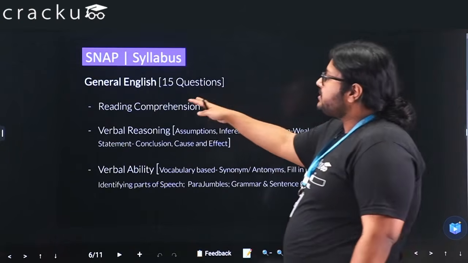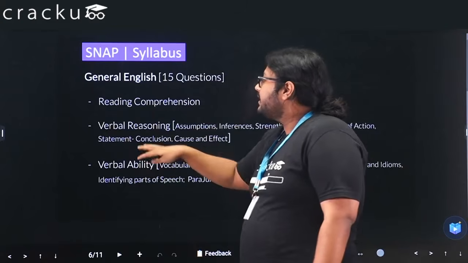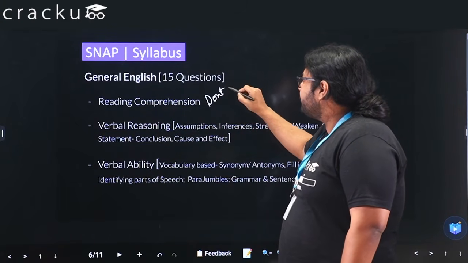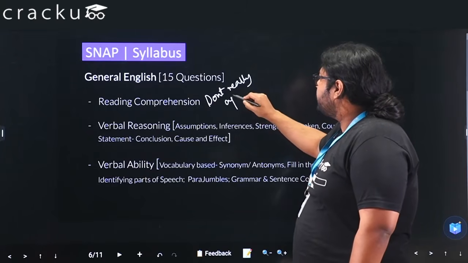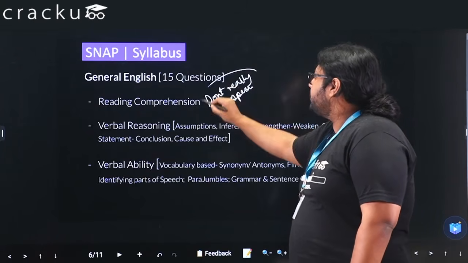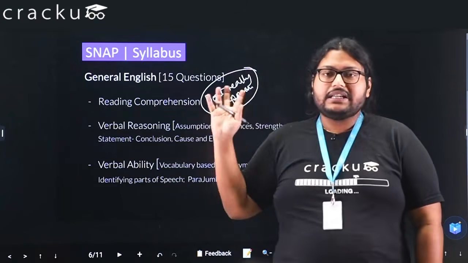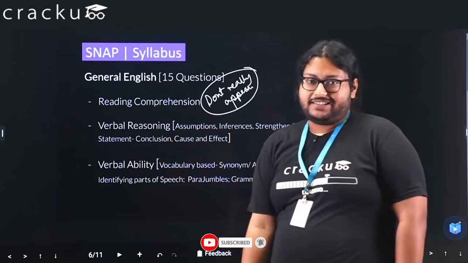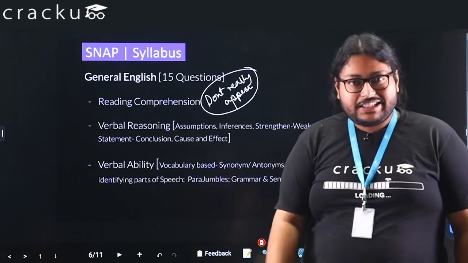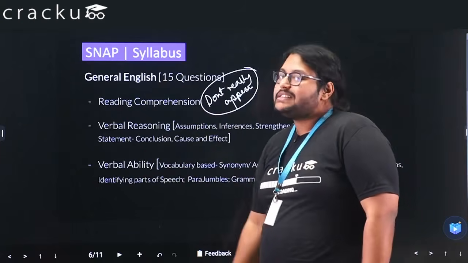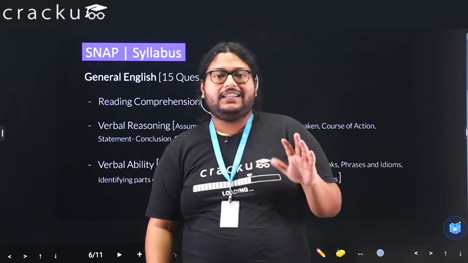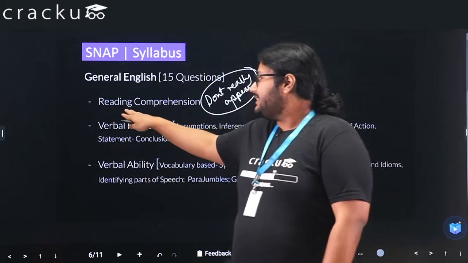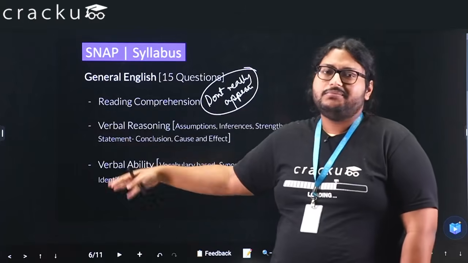So talking about general English, we know there are 15 questions. Reading comprehensions are there, but reading comprehension questions don't really come. If you look into the last 2 or 3 SNAPs, you'll see RC questions were not there as much. Although they put it in the official syllabus, the questions don't really come. And even if the questions came, it will not be something like CAT-level, high level inference. It will be an easy passage, right? So RC is not that big of a focus area, but it's there in the syllabus.